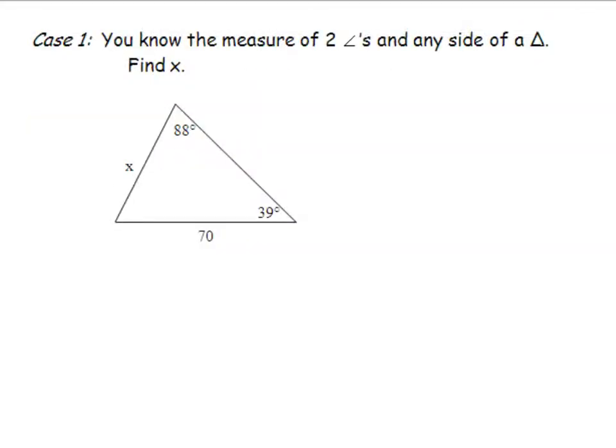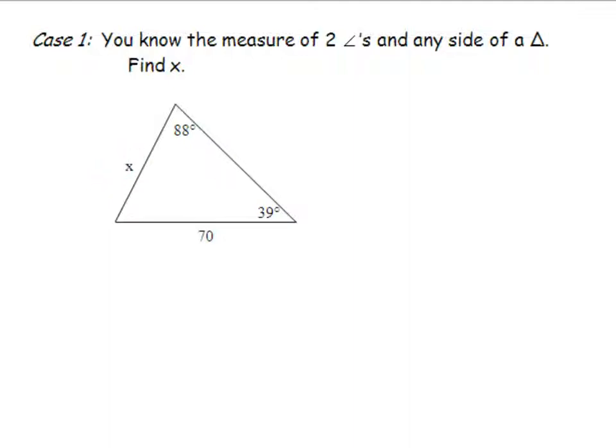So there are two instances in which you might want to use the law of sines. The first instance is when you know two angles of a triangle and then any one side of the triangle to find a missing side. So in our case, we've got angles of 88 degrees and 39 degrees, and we know one of the sides is 70. We're going to use this information to help us solve for the missing side x.